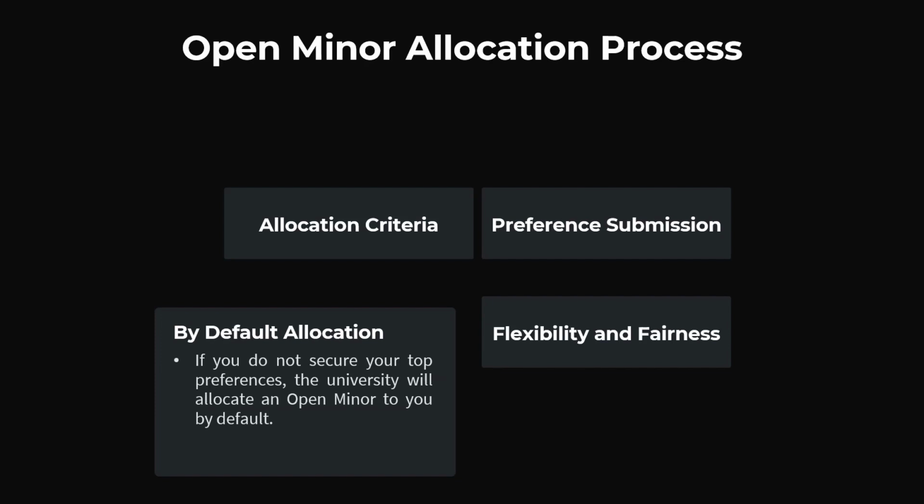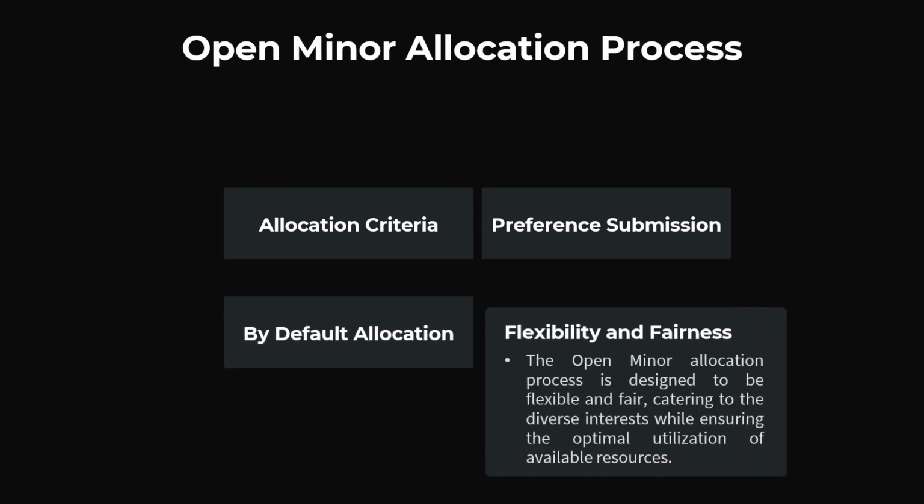Then we have the default allocation option also. So if you do not secure your top preferences, the university will allocate an open minor to you by default. And talking about flexibility and fairness, the open minor allocation process is designed to be flexible and fair, catering to the diverse interests while ensuring the optimal utilization of available resources.